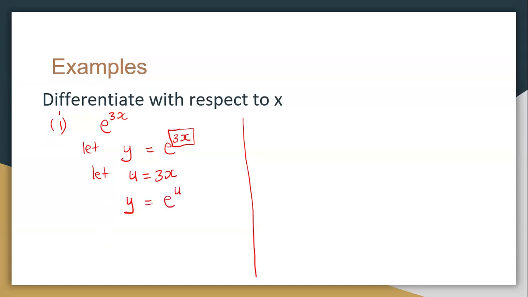Then since we have used a variable u, we are going to use our chain rule. And we know that our chain rule always tells us that dy/dx is going to be dy/du times du/dx. Now your task is to differentiate to get dy/du and also obtain du/dx. So I have my u already as 3x. So to get my du/dx, I'll say du/dx.